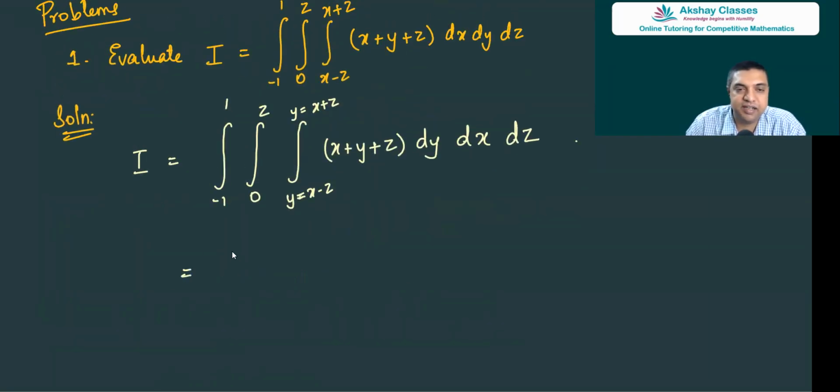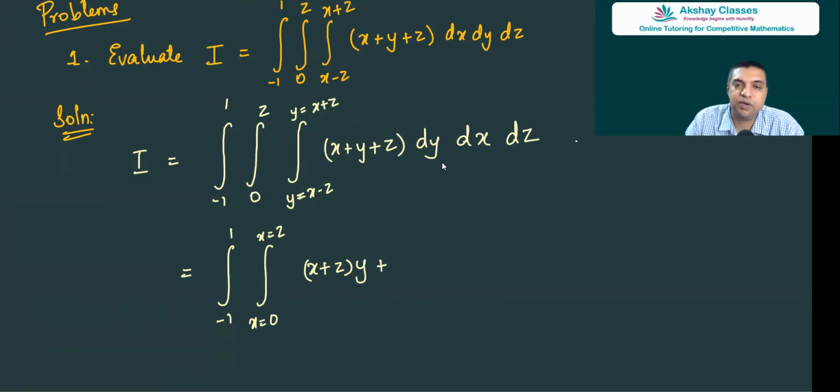So now first we integrate, say minus 1 to 1, integral x equal to 0 to x equal to z, and integrate this part with respect to y. So treating x and z constant. So if we treat x and z constant, we'll get x plus z times y, and integrating with respect to y, y square upon 2, 0 to z, dx dz.